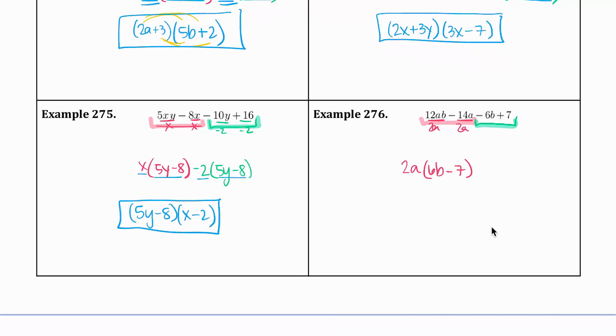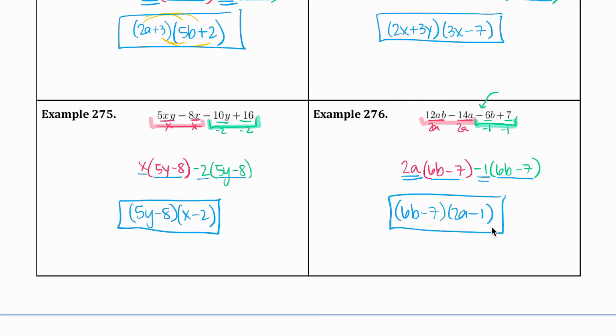Okay, right here, they don't have any common factor other than 1. And since this term is negative, I'm going to take out a negative 1. If I divide both pieces by negative 1, all that changes is I flip my signs. 6b minus 7. Now we know we've done this correctly because this matches this. I'm going to factor out that matching binomial, 6b minus 7. If I do that, I'm left with 2a minus 1. Those are my two binomial factors.